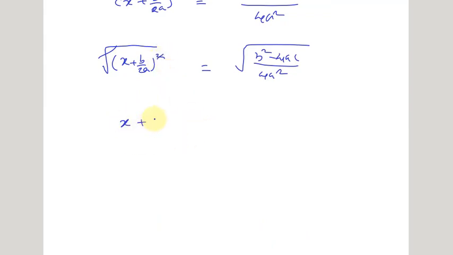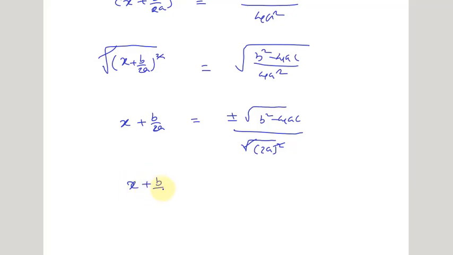This can be written as x plus b by 2a is equal to plus or minus, applying the square root to individual terms of the numerator and denominator. The square root of b square minus 4ac by the square root of 4a square, which can be written as 2a whole square. Now square and square root both will get cancelled. This can be written as x plus b by 2a is equal to plus or minus under root of b square minus 4ac by 2a.